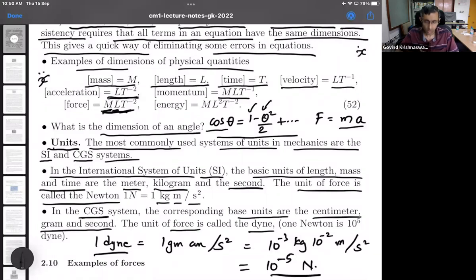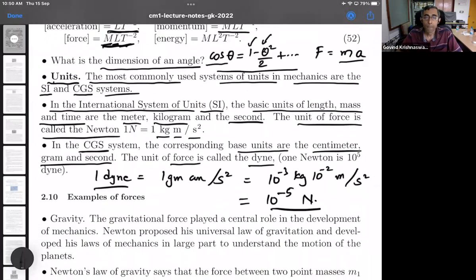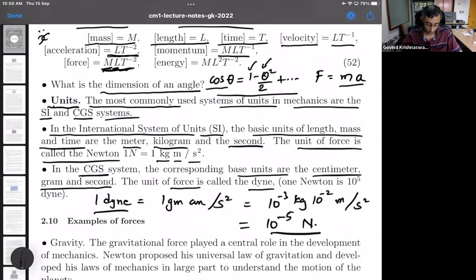Okay, any question about this? So I would like to recommend that now onwards, when you write equations, please check the dimensions. Check that left-hand side and right-hand side have the same dimension. You don't have to check it every time, but once in a while, especially when you're in doubt, please do check it, and you will eliminate lots of errors. Okay. Any further question about this?